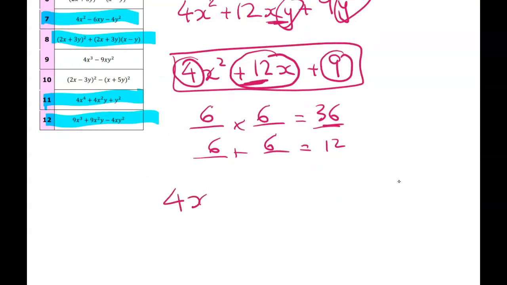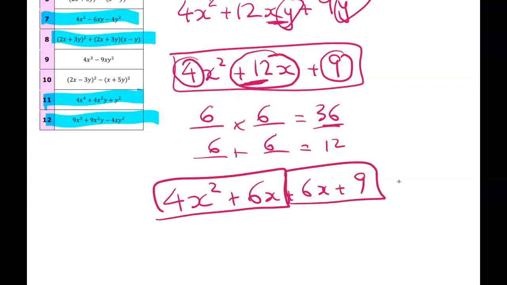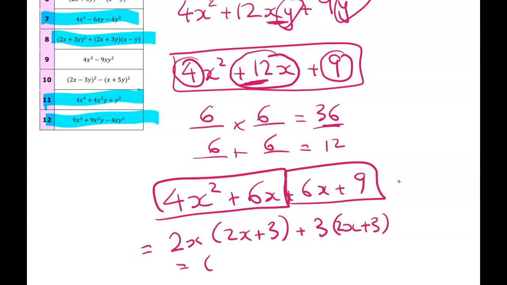Well, I can write out that 4x squared plus 12x plus 9 as 4x squared plus 6x plus 6x plus 9. Now we do two-step factorising on each of those. And we get the highest common factor here is 2x into 2x plus 3. And for the second part, the highest common factor is 3 into 2x plus 3.